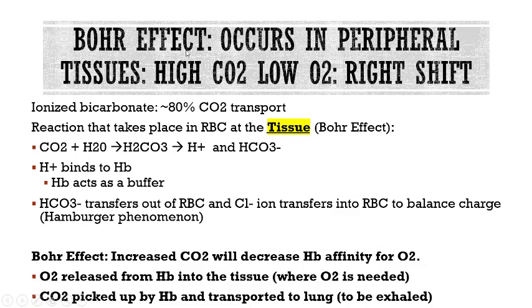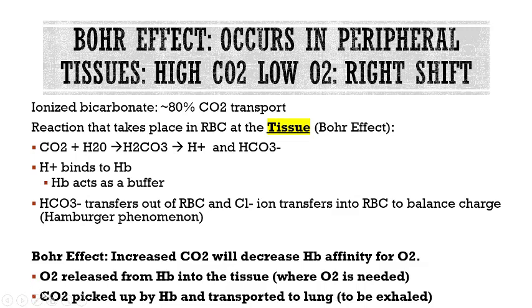Okay, so if you come back up to this title where I told you the things to know, the Bohr effect occurs in the tissues where we have high CO2, low O2, and it's a right shift on the oxygen hemoglobin dissociation curve. So because you're in the tissues and you have this increased CO2, you're going to decrease hemoglobin's affinity for oxygen, which means that it is going to unload oxygen from the hemoglobin into the tissue. That's where you need that oxygen. You want to be oxygenating your tissues. And the CO2 is going to be picked up by the hemoglobin and transported to the lung, which is what you want to happen because that's where it needs to be exhaled.